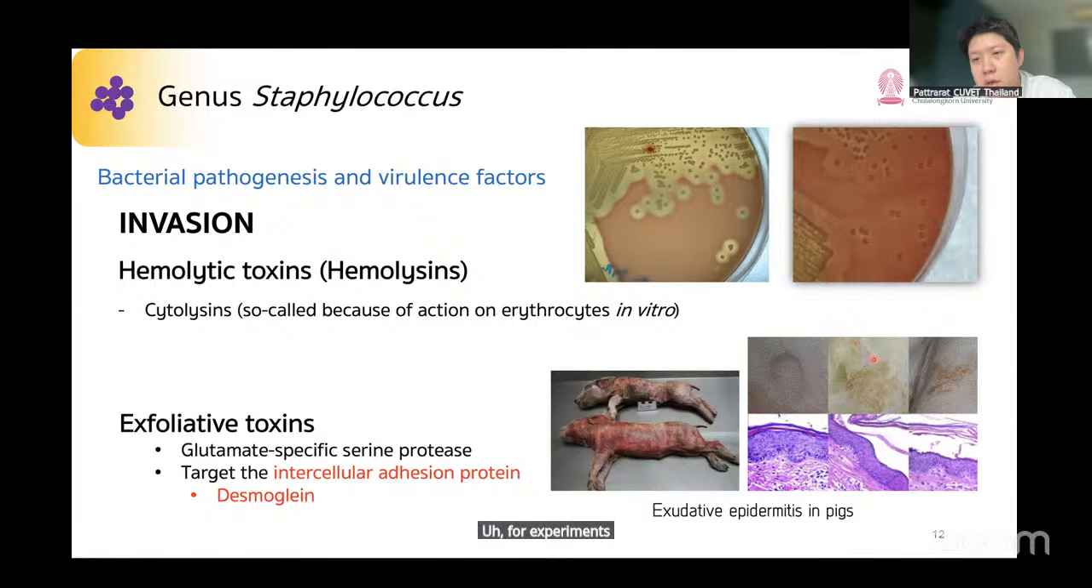For experiments, the researchers inject exfoliative toxins. These can cause the detachment of the epidermis from the dermis layers. So why do we call it exfoliative toxin? Because the toxin causes exfoliation. For Staphylococcus hyicus, which produces exfoliative toxins and causes disease in pigs, the disease is exudative epidermitis. We will go into the details later.